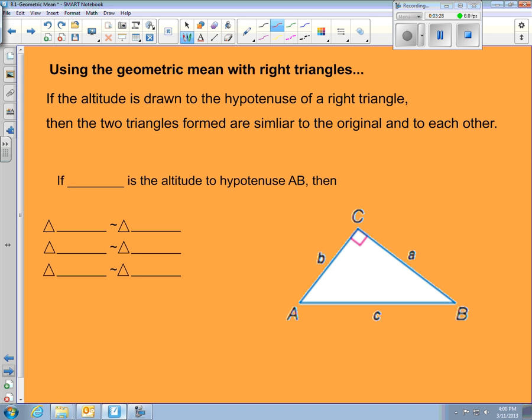If the altitude is drawn to the hypotenuse of a right triangle, then the two triangles formed are similar to the original and to each other. Remember, the word similar is going to mean that their angles are congruent and sides are proportional.